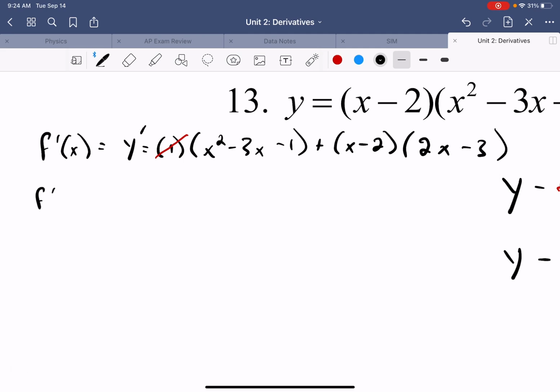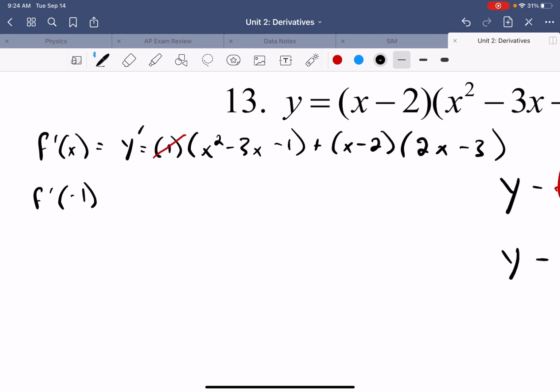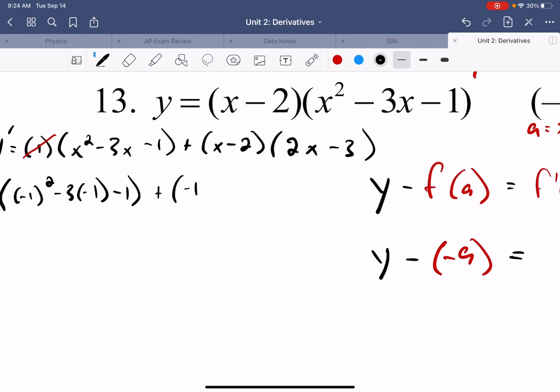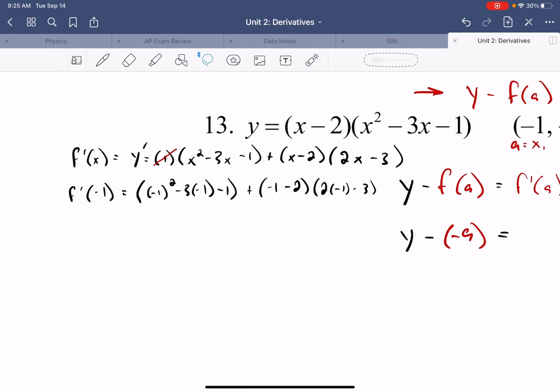So if I want to know f prime at our point -1, then I just need to plug in -1 into our y prime formula. So this starts off with x squared, so I'd have -1 squared minus 3 times -1 minus 1. And then x minus 2 will be -1 minus 2. And then 2 times -1 minus 3. And things are getting a little tight here. Let's move these over.